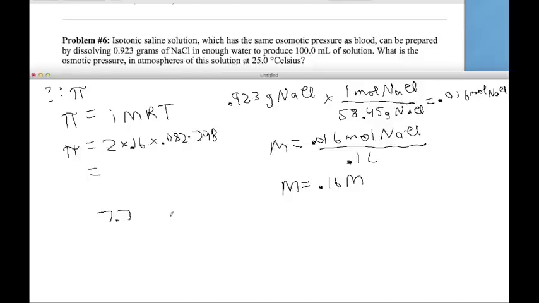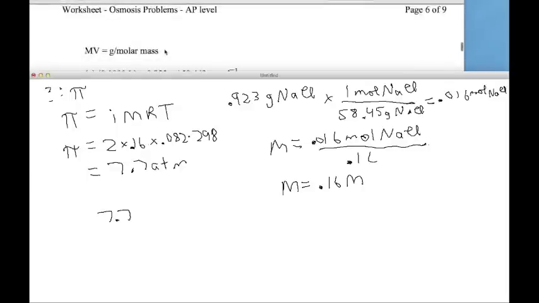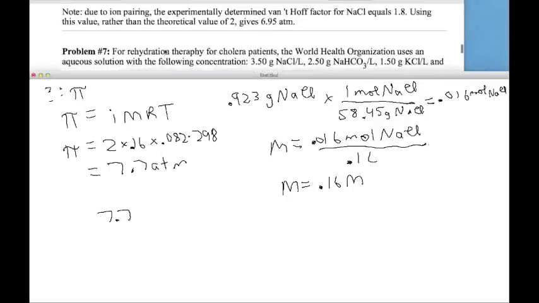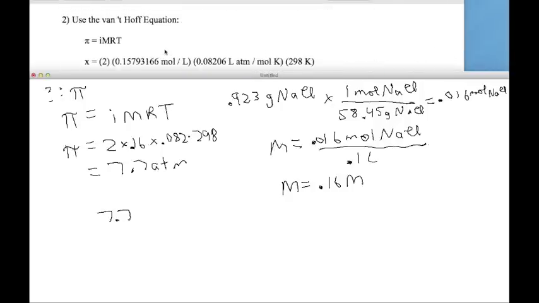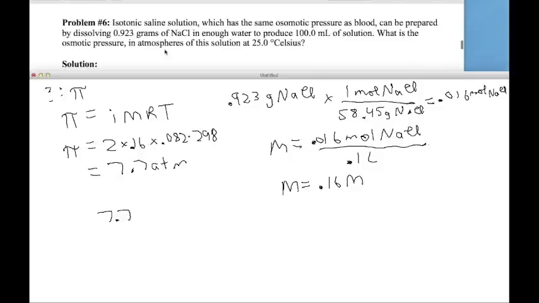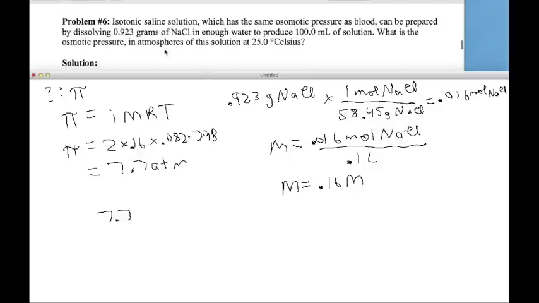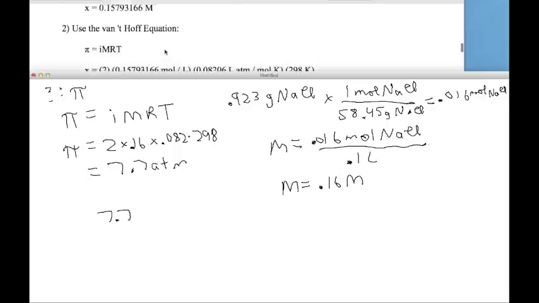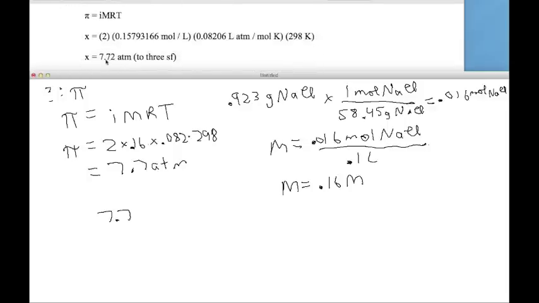0.1579. Okay, yeah, I got slightly different because of rounding. But yeah, it looks like I made an arithmetic mistake at the start, but it looks like you got that right. What was your answer again? 7.7 atmospheres. Let's see. Problem 6. Yeah, so they got basically the same answer that you got.